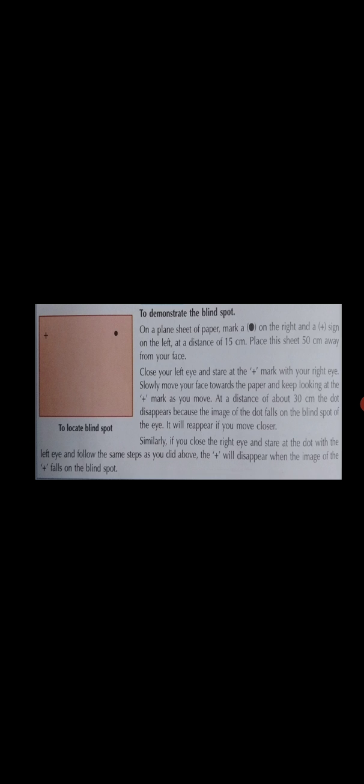Similarly, if you close the right eye and stare at the dot with the left eye and follow the same steps as you did above, the plus sign will disappear when the image of the plus falls on the blind spot.